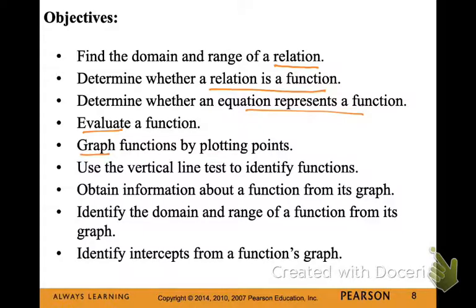We're going to talk about, from the graph, how to identify functions using the vertical line test. We're going to look at obtaining other information about functions from their graph, how to identify domain and range of a function from its graph, and finally, how to identify the intercepts from a function's graph.